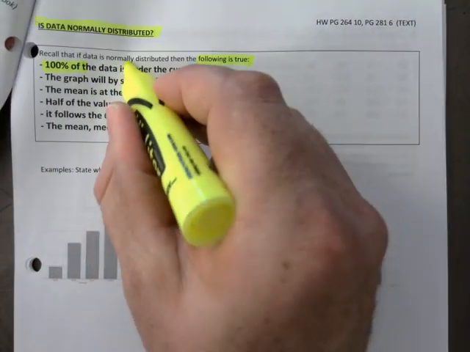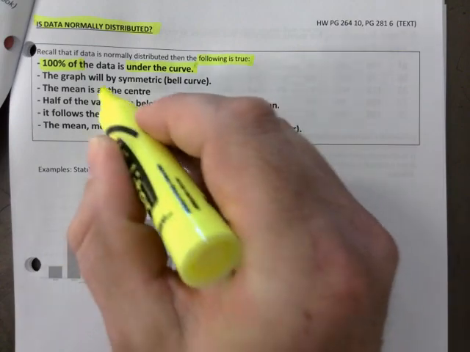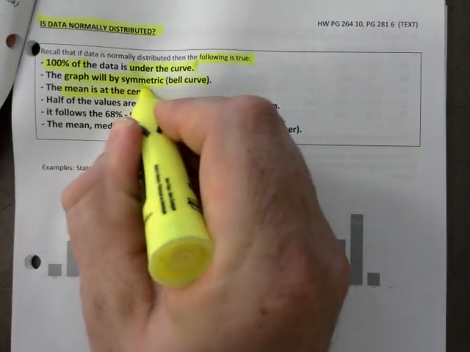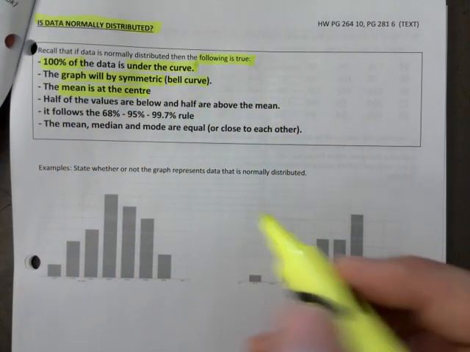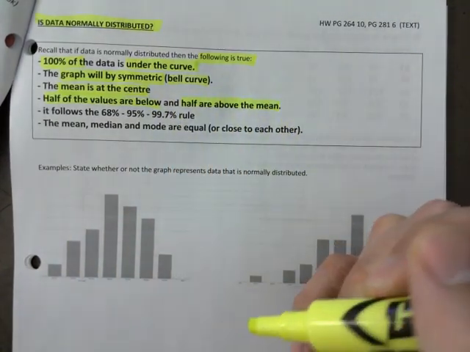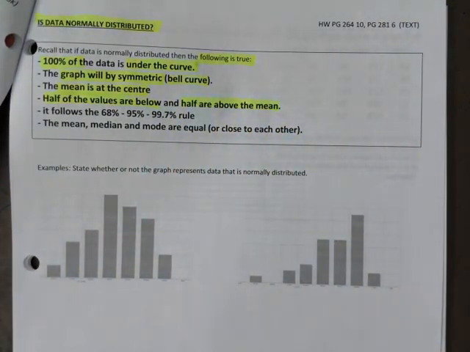100% of the data is under the curve. The graph will be symmetric. You'll have a bell curve. The mean is at the center. Half of the values are below, half of them are above. That's where symmetry comes in, by the way.